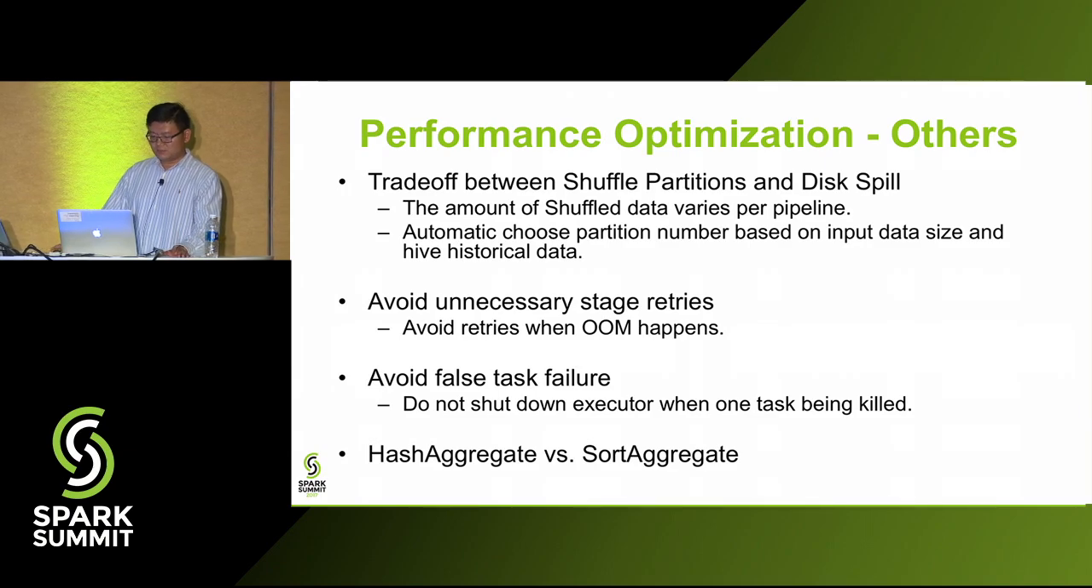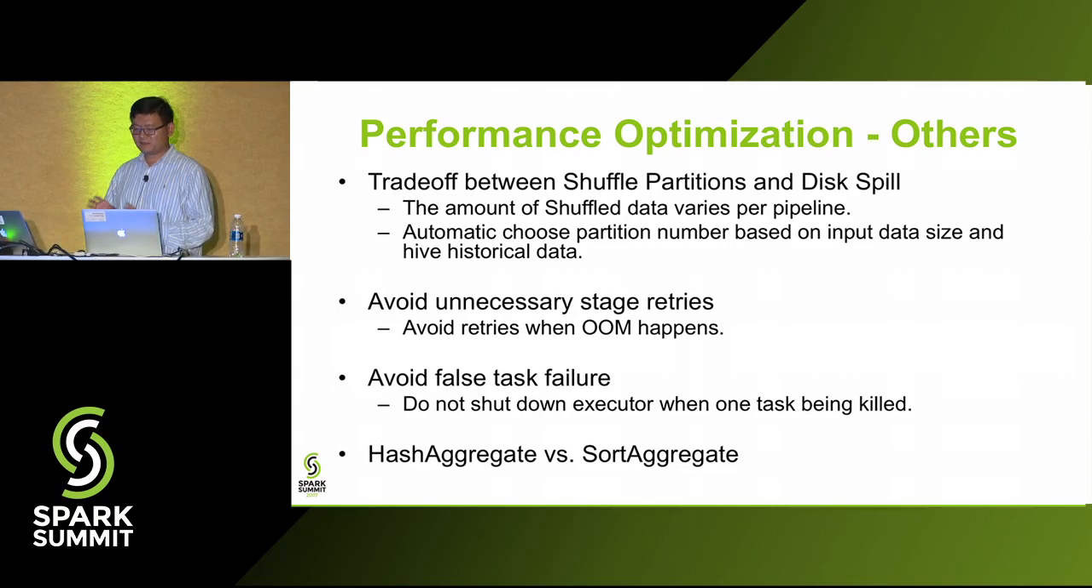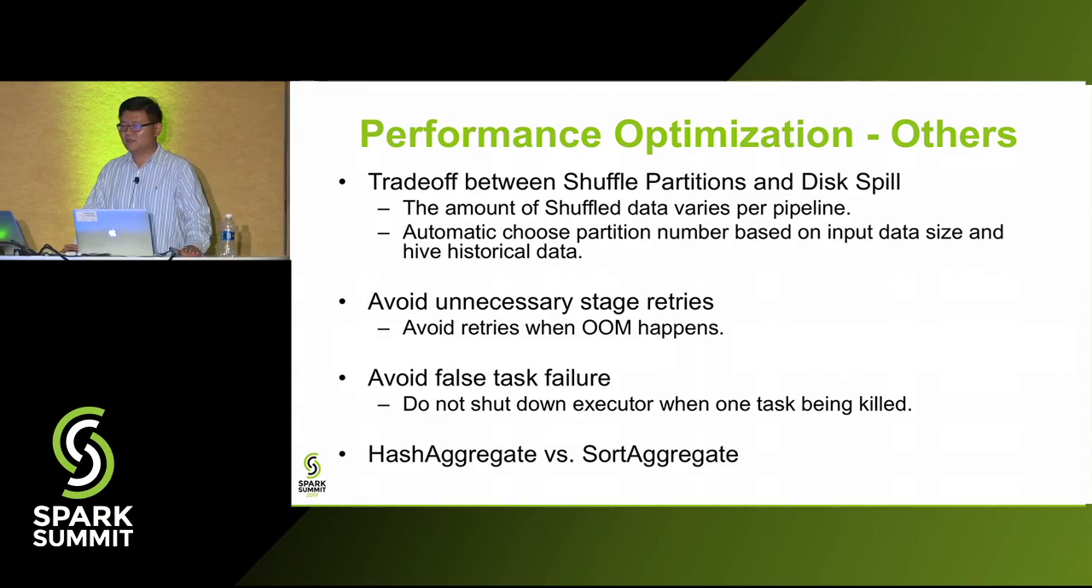We also observe some stage retry. During the shuffle data fetch, we observe that if netty goes out of memory, we categorize it as a shuffle fetch failure. We retry the stage. It's really bad. The out of memory has nothing to do with the shuffle service.